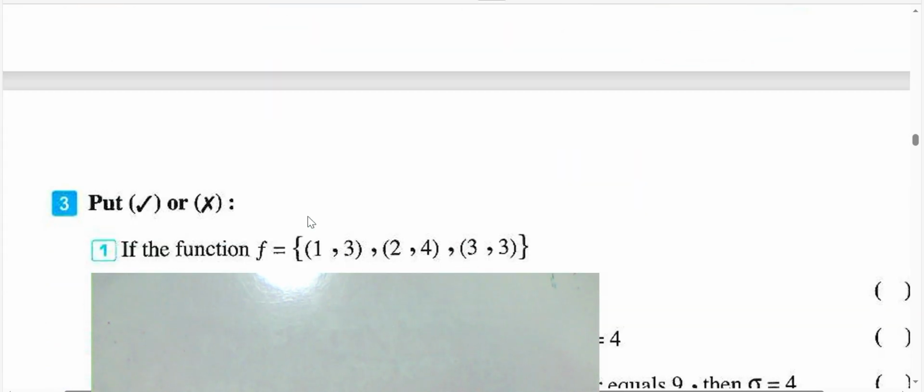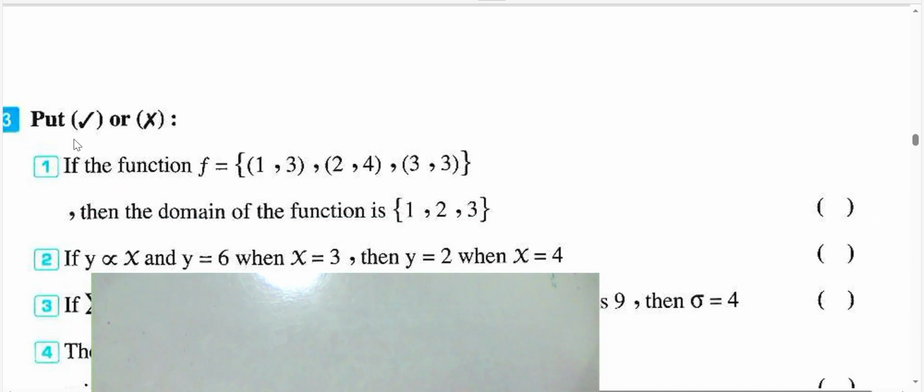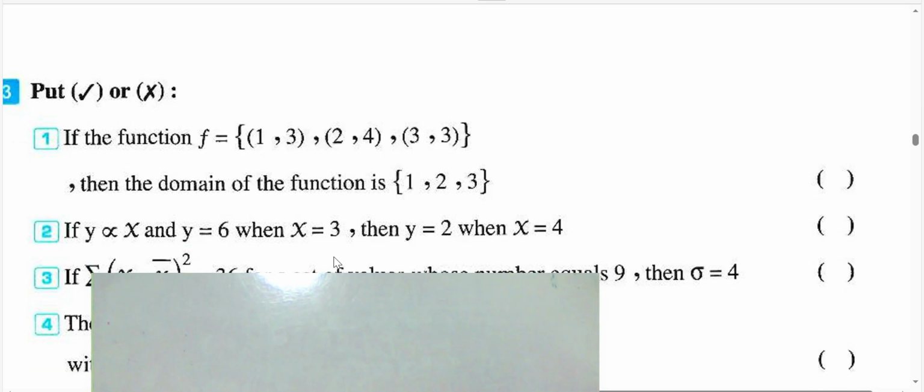Next question, number 3, choose true or false. We have a function here. He asked about the domain 1, 2 and 3. It's true, because the domain here is the first projection. First question true.